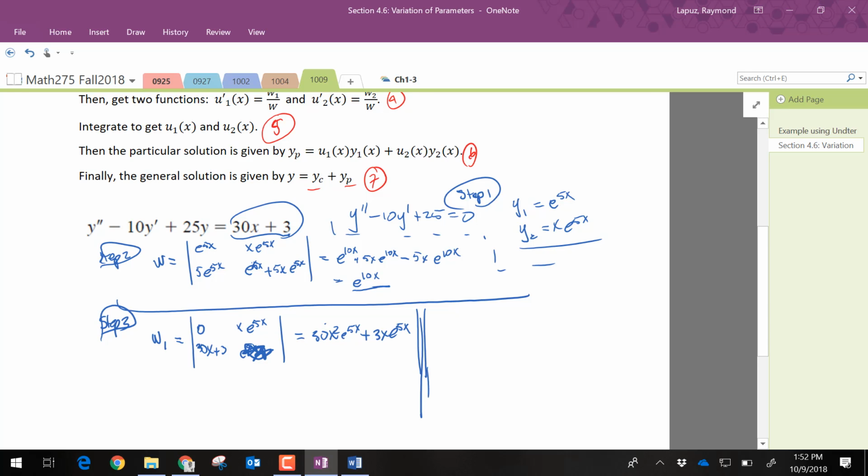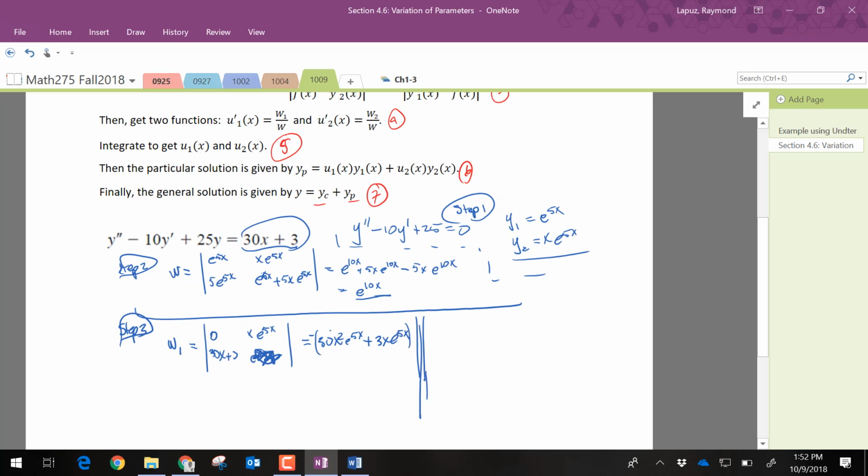Oh, let's throw in the negative sign. Yeah, I took out the negative sign. Good catch.